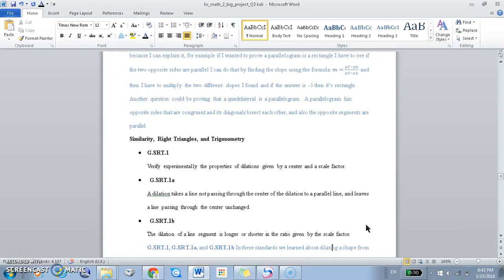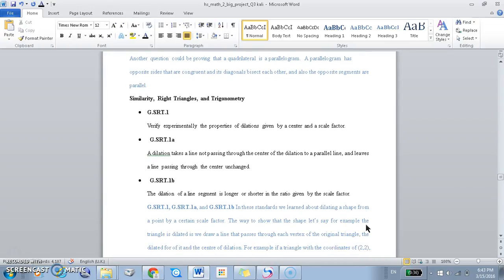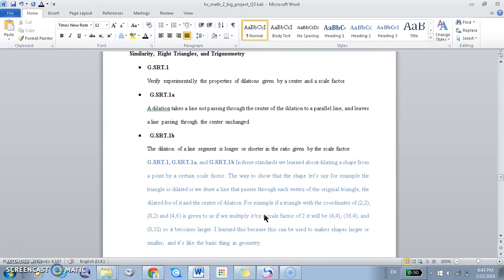So the next few standards are about similarity, right triangles, and trigonometry. I combined GSRT1, GSRT1A, and GSRT1B. In these standards, we learned about dilating a shape from a point by a certain scale factor. Either you can make it bigger or smaller, but usually to make it smaller, the scale factor has to be between 0 and 1. To make it bigger, it's above 1.